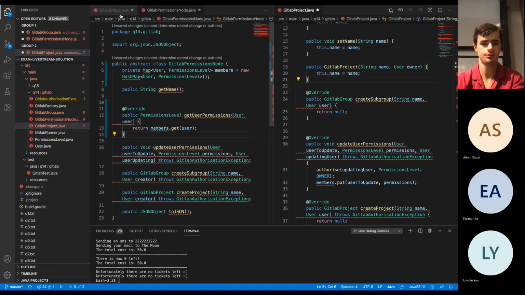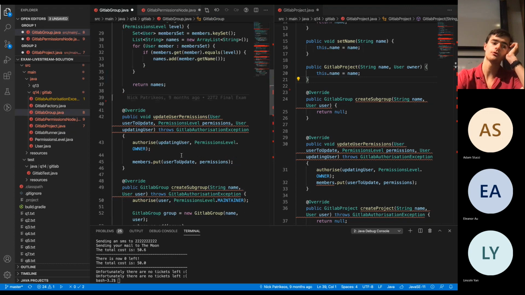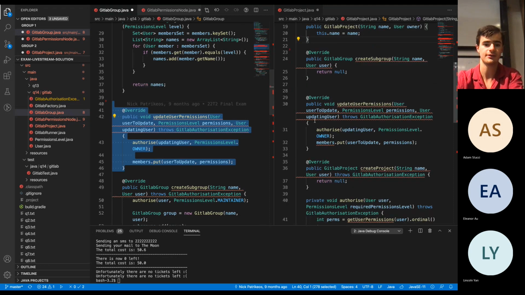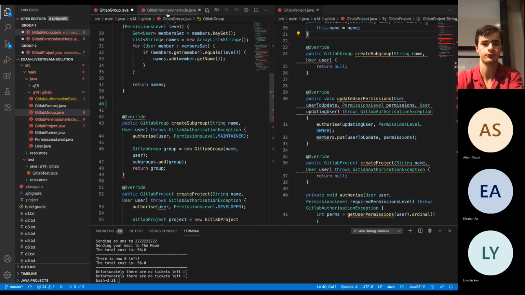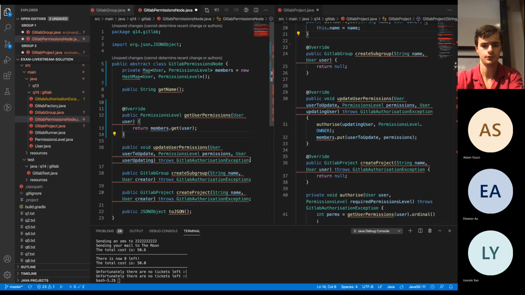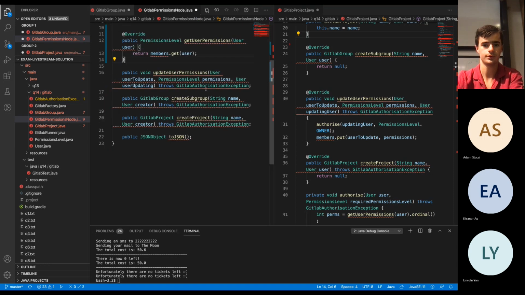Okay, update user permissions. Now we need to start thinking here. It's what stuff is the same on a group as it is on a project, and everything to do with the permissions will be the same. It doesn't matter whether it's a leaf node or a compound node. The functionality will be the same, and you can see that by the fact that the code is the same in both classes. So we get rid of this.